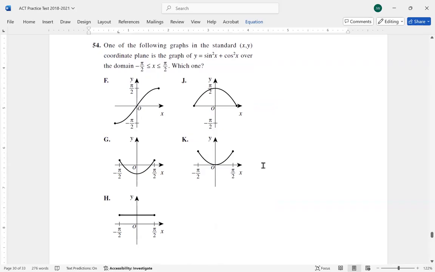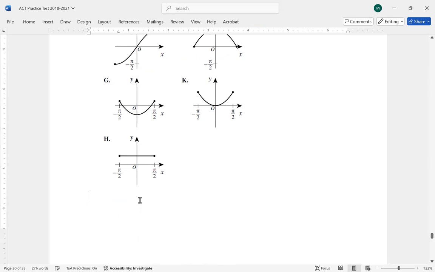Question 54. One of the following graphs in the standard XY coordinate plane is the graph of y equals sine squared x plus cosine squared x over the domain of x between -pi/2 and +pi/2. Now, this one's actually a little bit of a trick. Y equals sine squared of x plus cosine squared of x.